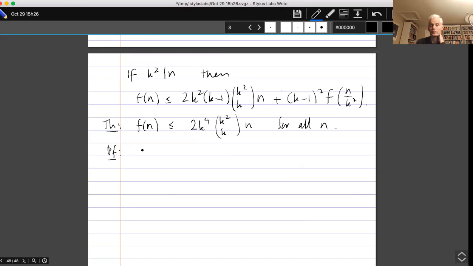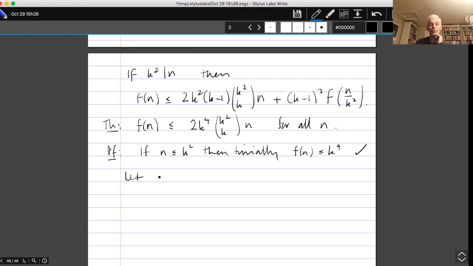We'll say if n is less than or equal to k squared, what am I going to say? I'm going to say f(n) is less than or equal to k to the fourth, and that's certainly less than or equal to 2k to the fourth k squared choose k times n. So we're certainly done all the way up to k squared.